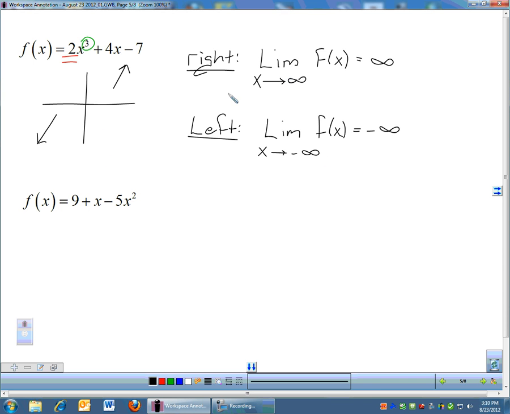I expect us to have a really hard time with limits right now because that's something completely new. You've probably never seen that before.